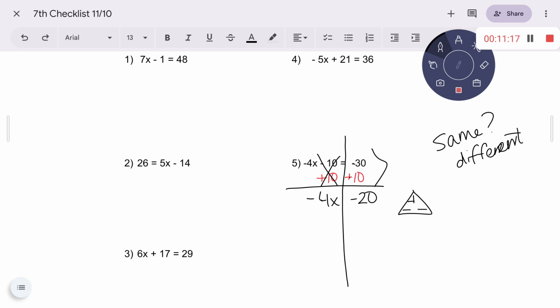All of these answers, unless I made a mistake, should end up as an integer or a whole number. So no decimals, no fractions, just positives and negatives, okay?